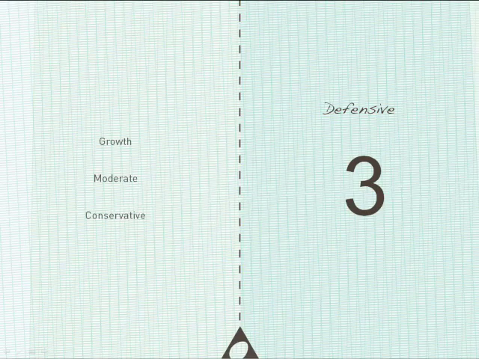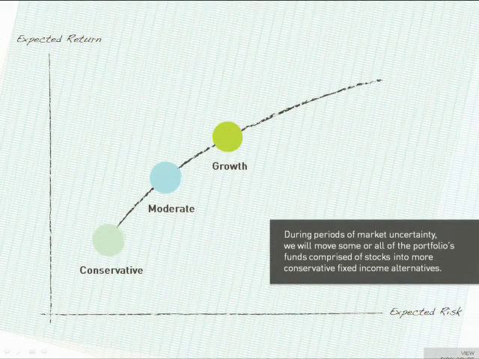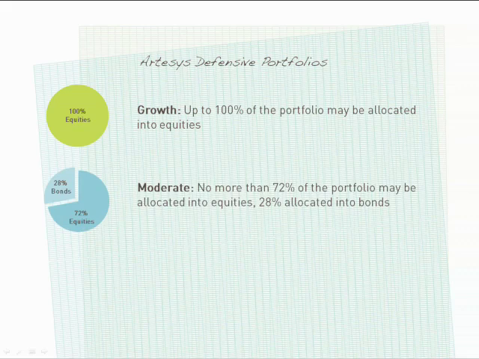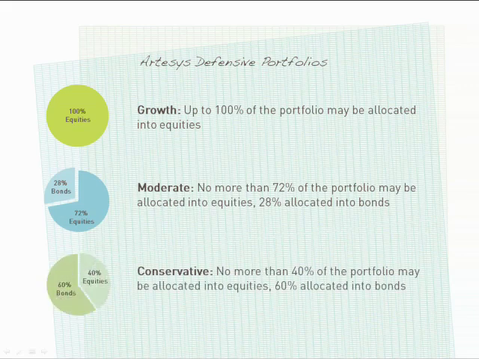During periods of market uncertainty, we will move some or all of the portfolio's funds comprised of stocks into more conservative fixed income alternatives. Growth, in which up to 100% of the portfolio may be allocated into equities. Moderate, in which no more than 72% of the portfolio may be allocated into equities, 28% allocated into bonds. And conservative, in which no more than 40% of the portfolio may be allocated into equities, 60% allocated into bonds.